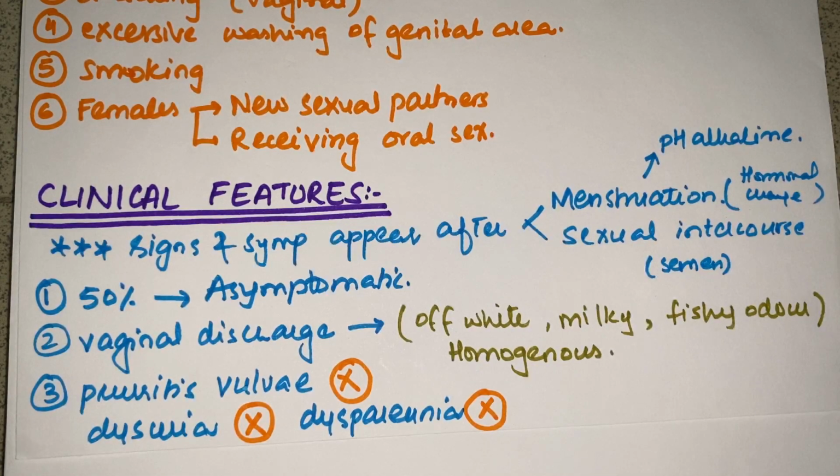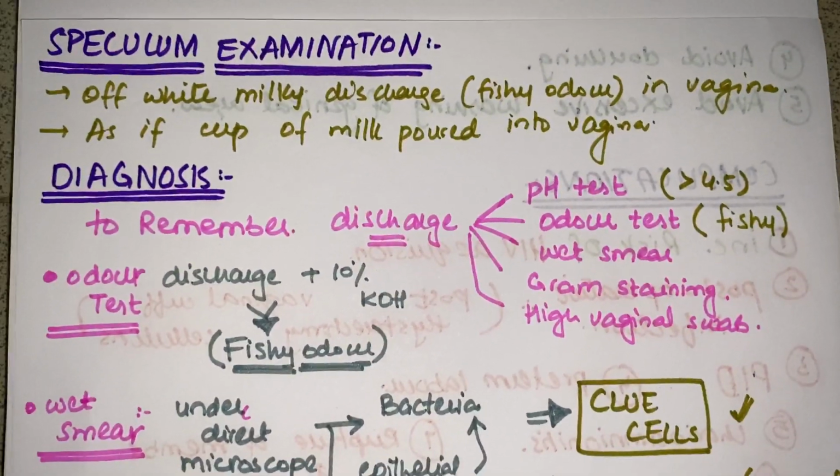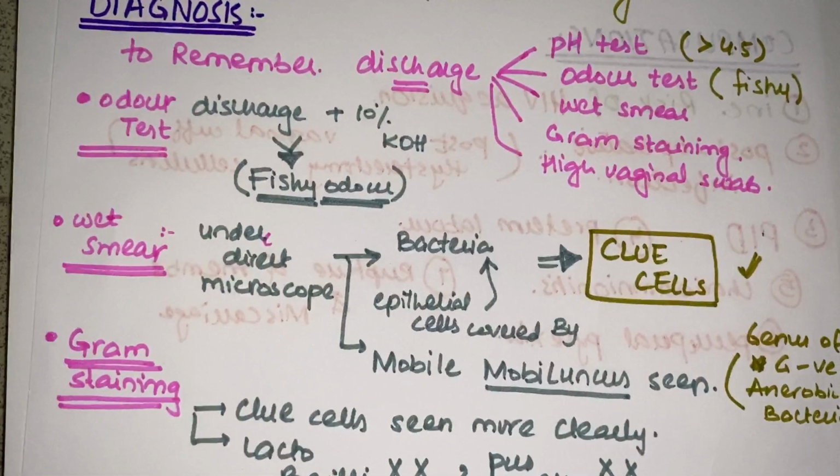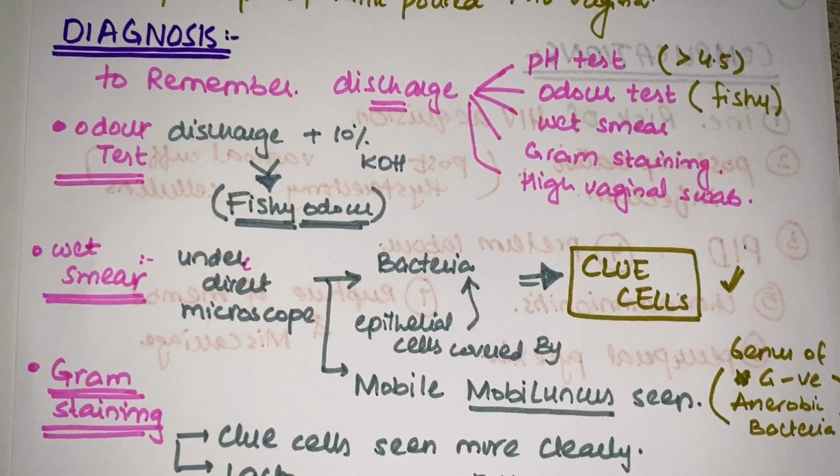Now moving on to the speculum examination. If we do a speculum examination of the vagina, what we see is the off-white milky discharge, and it appears as if a cup of milk is poured into the vagina. So this is a characteristic finding. Moving on, how will we diagnose this patient of bacterial vaginosis? First of all, just to remember the diagnosis, I gave stress on discharge when we were talking about signs and symptoms.